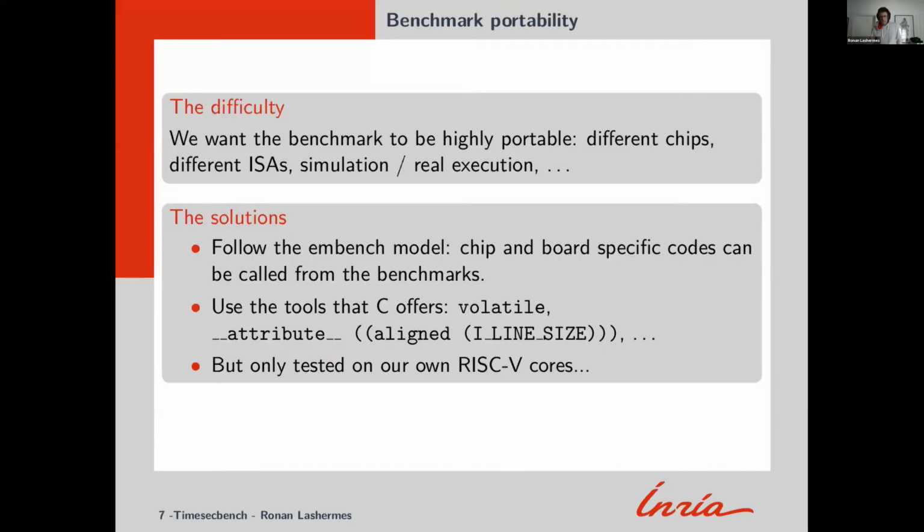So this is nice and well, but we want to have a benchmark. We want to have something portable that you can use on different chips, on different ISAs, be it simulation or real executions. And for that, we follow the mbench model. We have chip and board specific programs and functions that can be called from the benchmark, which is itself independent from the architecture. And we will abuse the tools that C offers, in particular volatile keywords and alignment attributes, in order to remove the noise from the measurements.